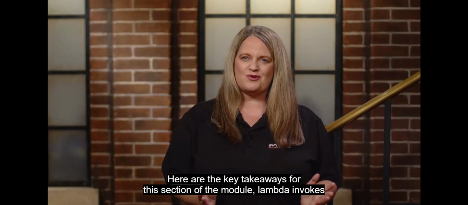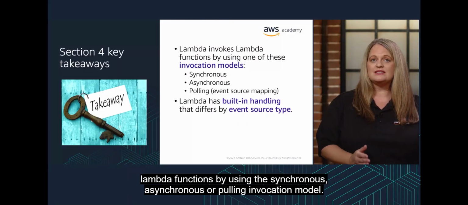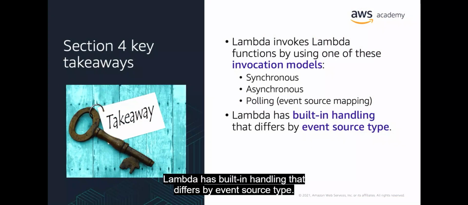Here are the key takeaways for this section of the module. Lambda invokes Lambda functions by using the synchronous, asynchronous, or polling invocation model. Polling is also known as event source mapping. Lambda has built-in handling that differs by event source type.